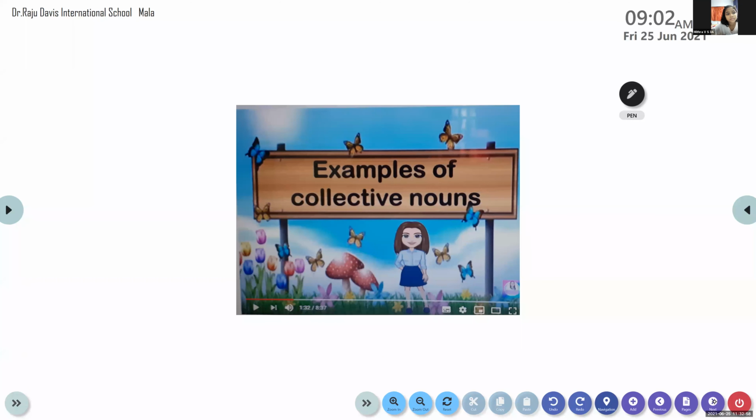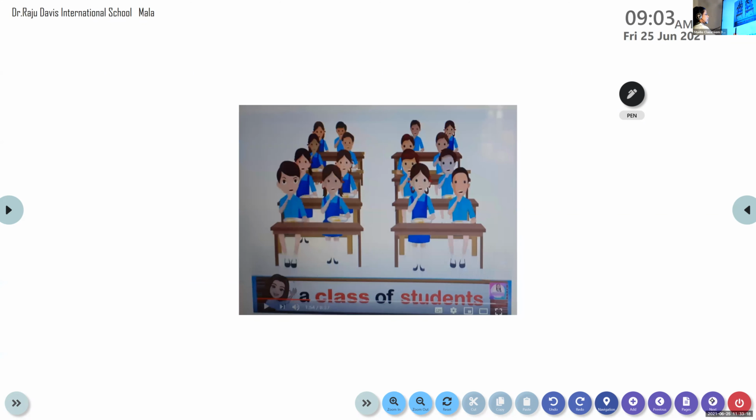We'll be learning only the selected ones. There is a very long list of collective nouns, and it's not possible to learn everything in grade 3. So little by little, for grade 3, we'll learn what is there in your workbook. So we'll move on to a few more examples.